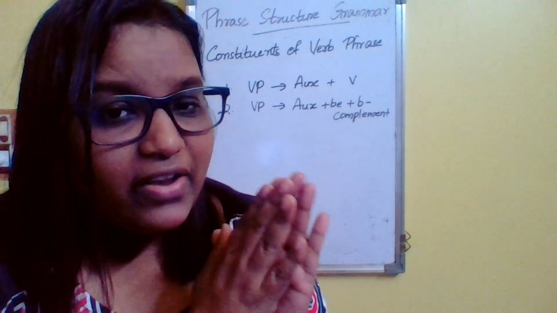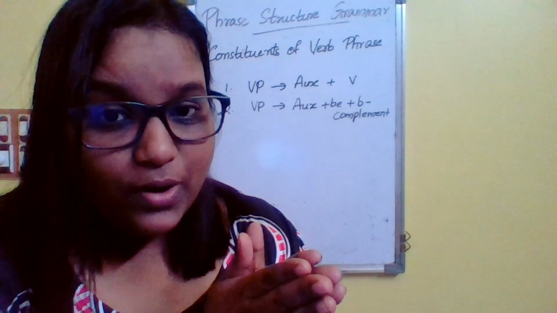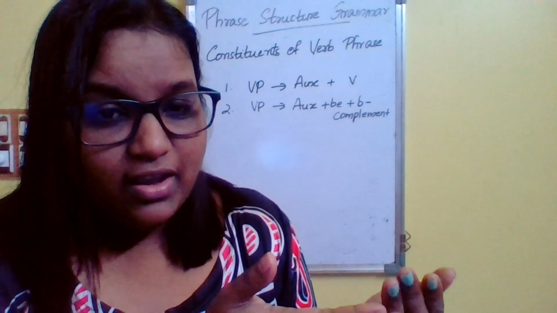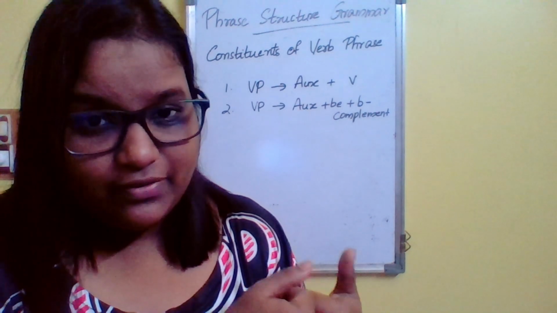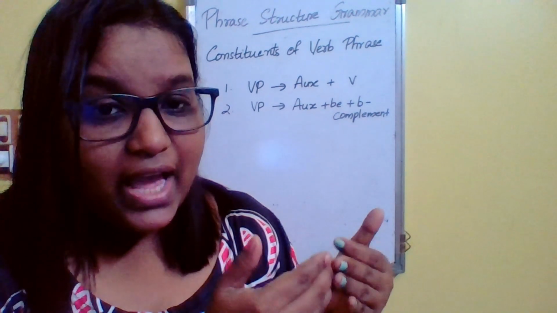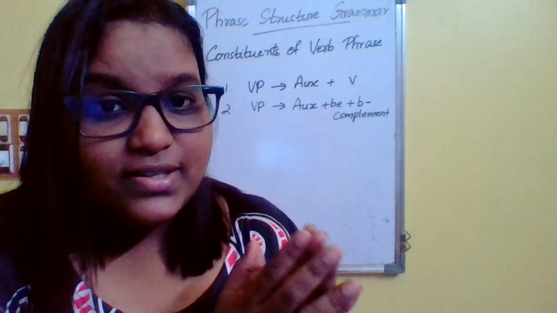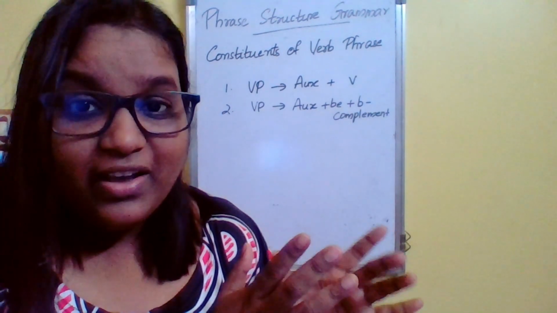Auxiliary, there are 7 different possibilities of what can constitute an auxiliary. And then we learned about verbals: 3 different possibilities of verbals and 4 different kinds of verbs. So in entirety, this constitutes the constituents of verb phrase.